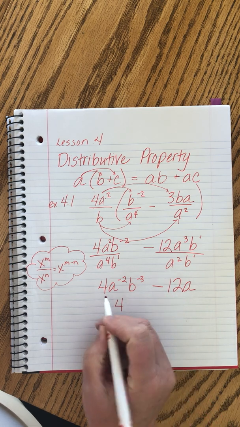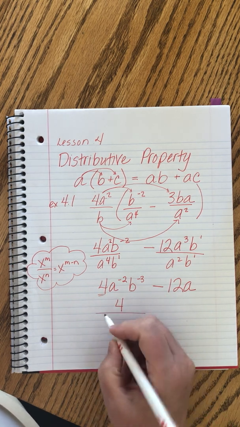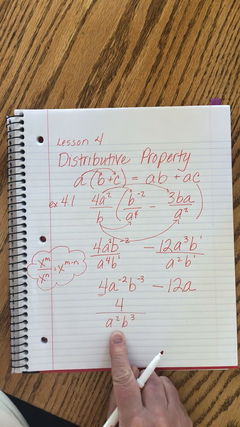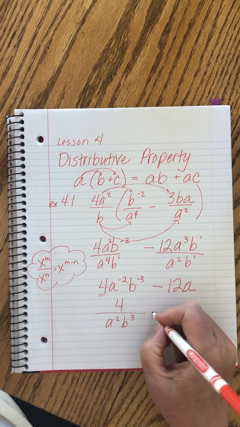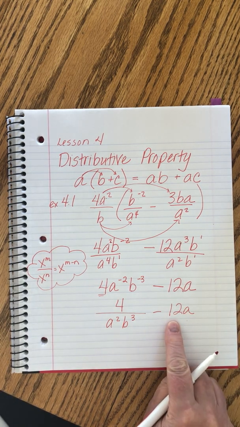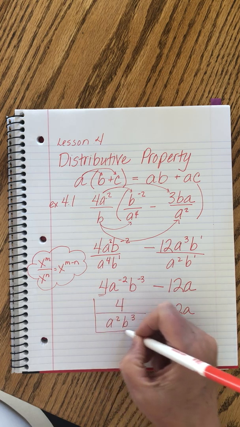He leaves 4 in the top because that's fine, right? And then he writes a squared b to the third as the denominator. I agree, I can do that. And then this is just hanging out in the middle, which you know I hate, but it's right. So this becomes our final answer.